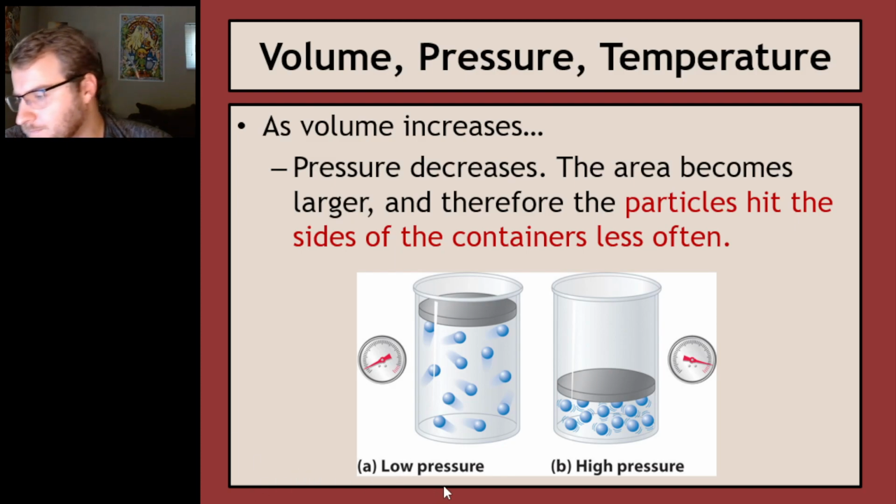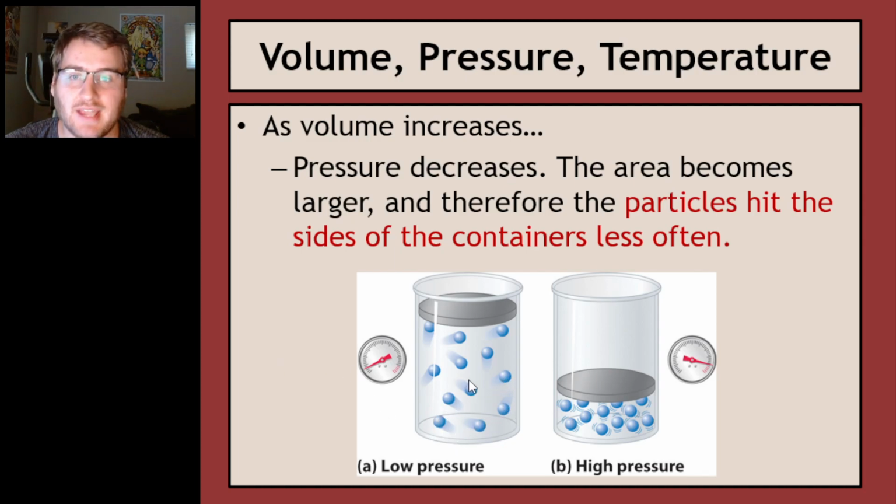We have our picture here. We have the same amount of particles, assumingly moving the same speed. Okay? But in the left one over here, the pressure is much lower. These particles are less likely to be currently hitting the walls because the walls are further apart. The same particles over here have a much higher pressure just because they're crammed in there. They're hitting the walls constantly.